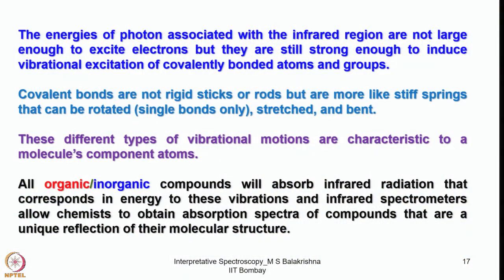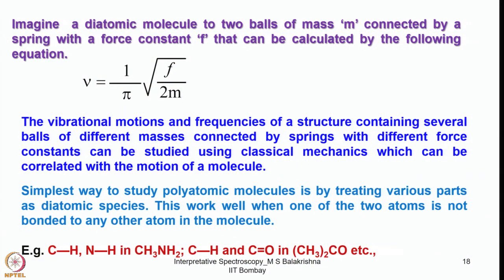These different types of vibrational motions are characteristic of a molecule's component atoms. That means all organic and inorganic compounds will absorb infrared radiation that corresponds in energy to these vibrations, and infrared spectrometers allow chemists to obtain absorption spectra of compounds that are a unique reflection of their molecular structure, showing all kinds of these vibrational motions. In my last lecture, we also discussed triatomic bent molecules like water, triatomic linear molecules like carbon dioxide, and possible vibrational motions for CH2 in a molecule.